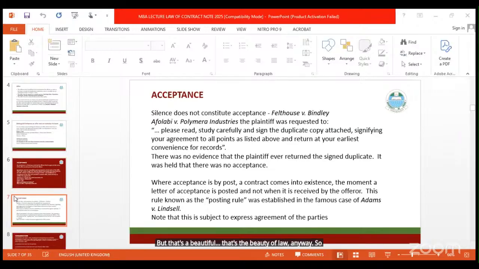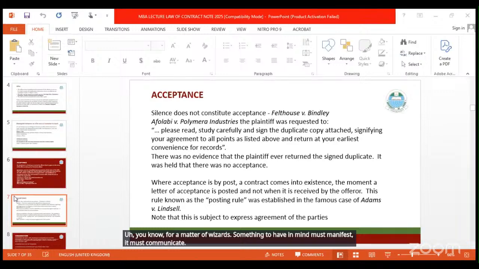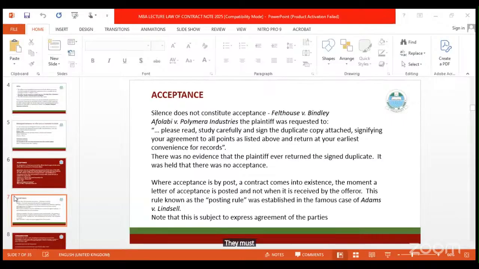So as a general rule, there's silence, because the fundamental rule of acceptance is that it must be communicated. The law pays less attention to the issue of silence because the fundamental rule is that something I have in mind must manifest. It must be communicated. If you say it must be communicated and you also insist that you be silent, then there will be a conflict. So the general rule is saying, look, silence will not amount to acceptance.